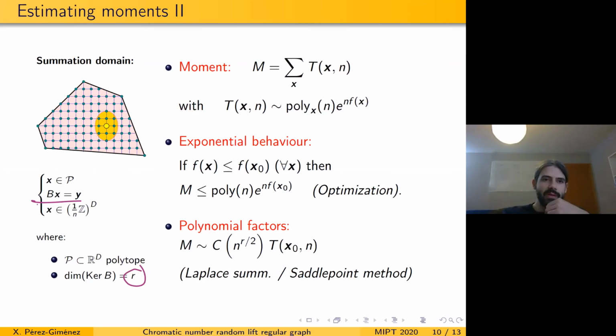So remember, this is a polytope in R^n, and we slice it by an affine space given by this linear system of equations. And if the dimension of the kernel of this matrix is r, that means that my summation domain really lives in an r-dimensional space. So basically this r appears here. So you get the square root of n to the power of r.